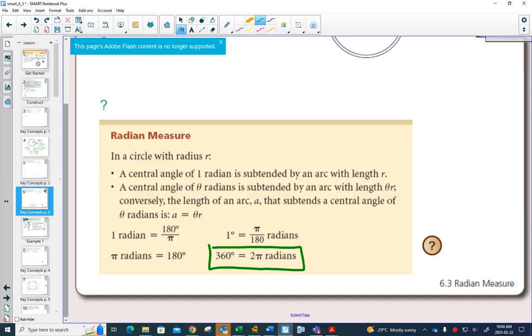Can you see that you could divide both of those by 2 and write the following? Halfway around the circle, in degrees, halfway around would be 180 degrees. And in radians, halfway around would be 2 pi over 2, just pi. And if you wanted to take this even further, if I wanted to get 1 radian by itself, what would I have to divide this side by?